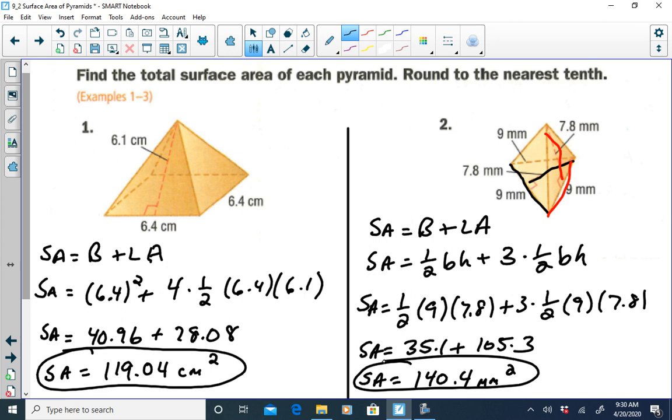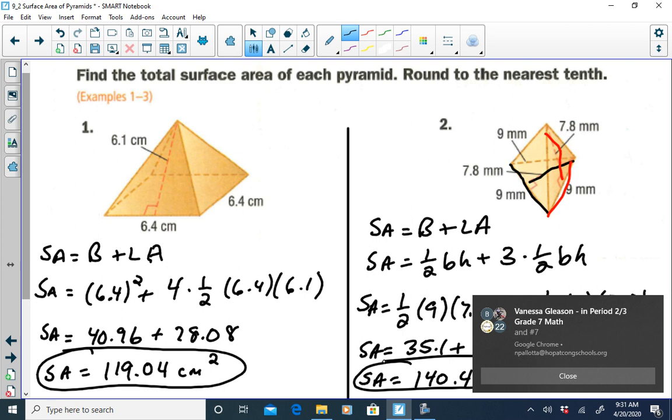All right, so just keep in mind, what is that base? That's the key here. What's the base? If the base is a square, you're going to find the area of the square, and then you're going to find the area of 4 triangles, and you're going to add them together. If the base is a triangle, you're going to find the area of a triangle, and then put all of that together.